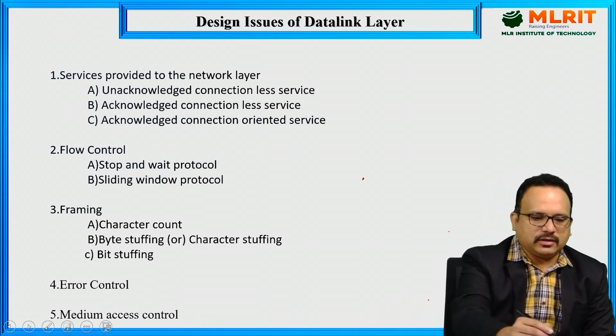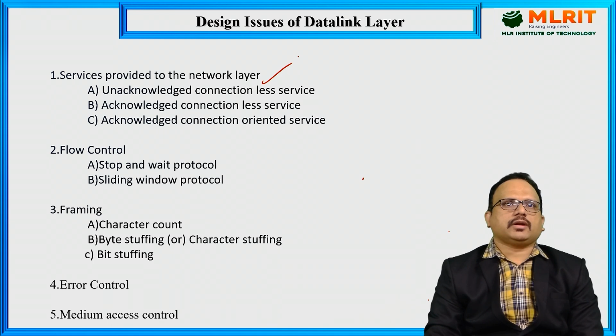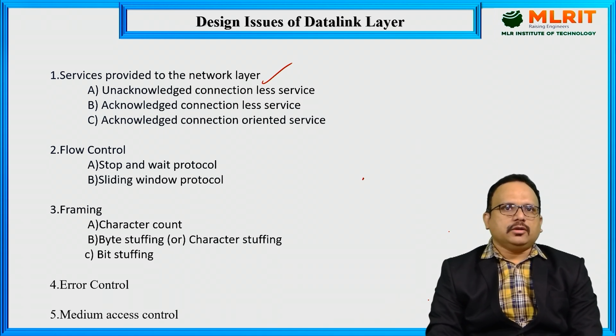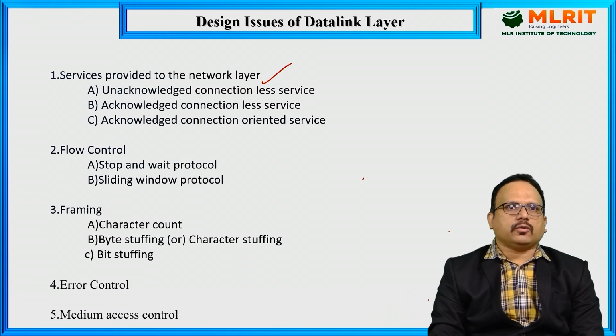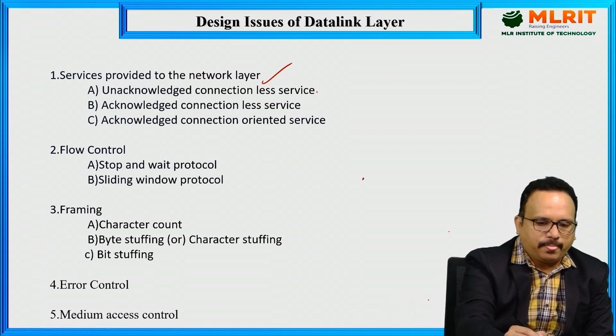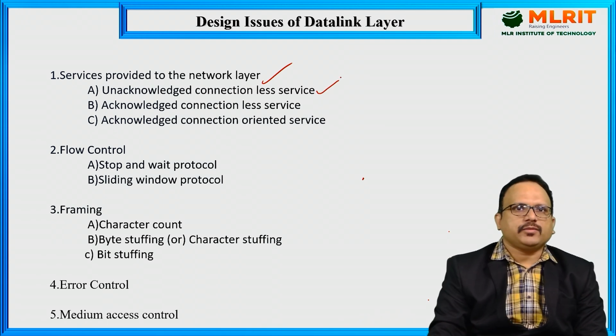What is this particular services provided to the network layer? So what kind of services it is going to provide to the network layer? Already we have a discussion regarding how the data will be transmitted from one layer to another layer. So how it is going to serve the network layer and what are the different kinds of services that it is being offering to the network layer. Under it, the first one is unacknowledged connectionless service.